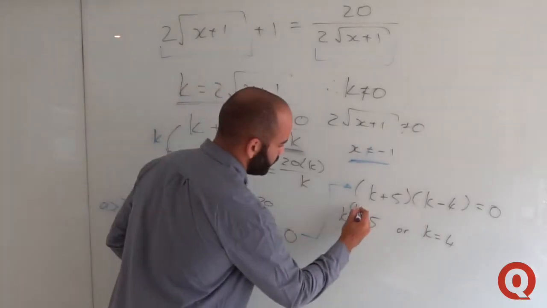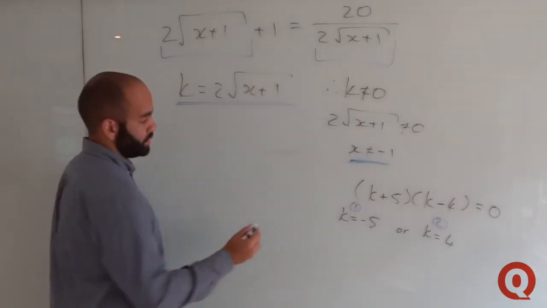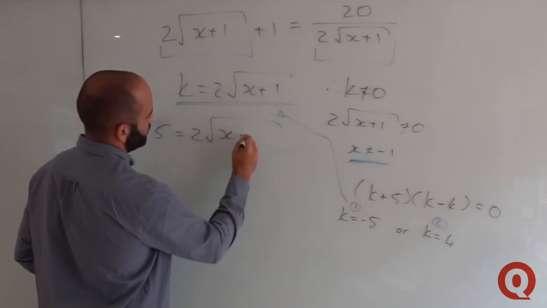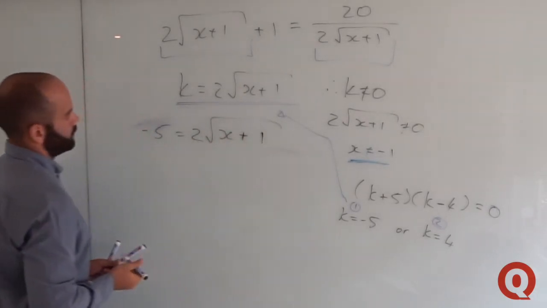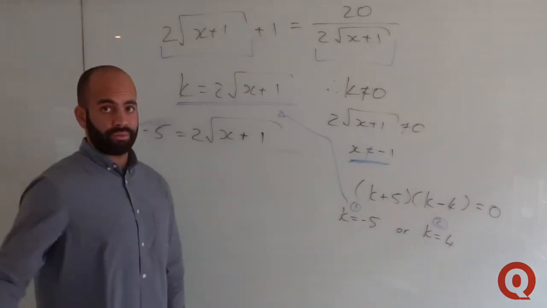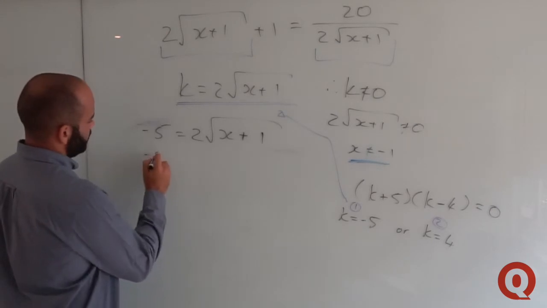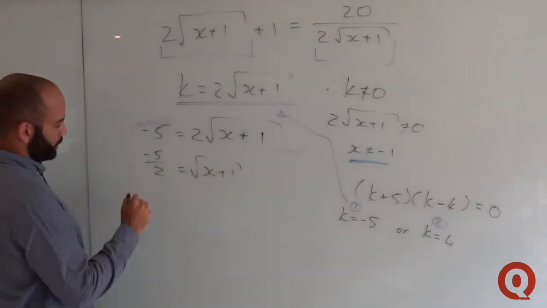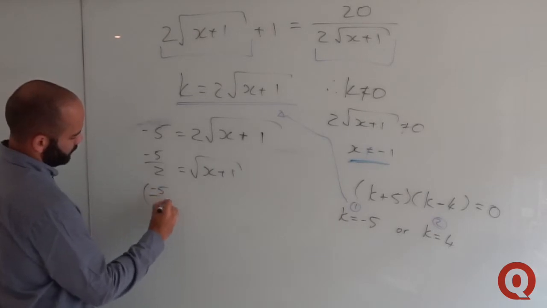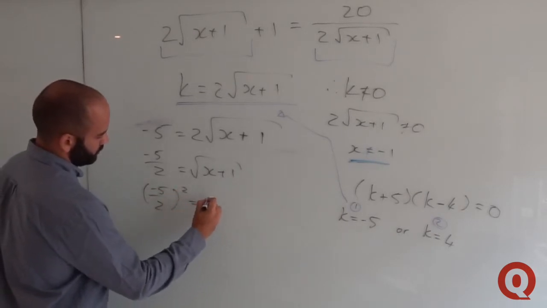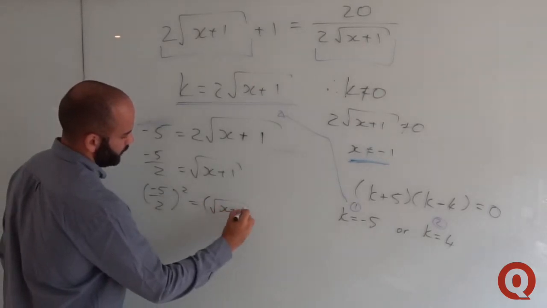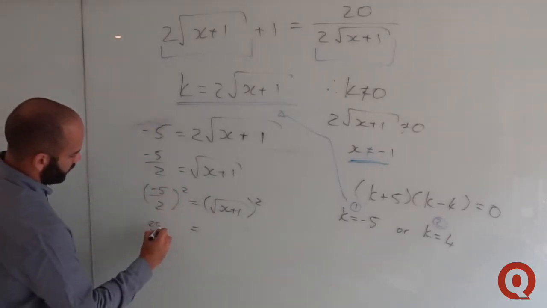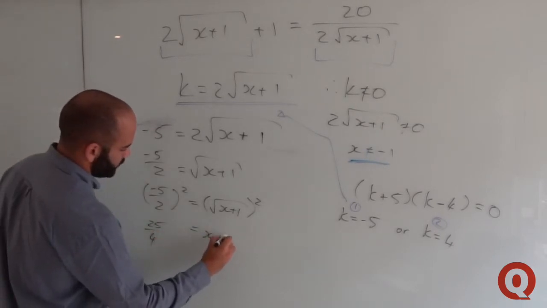So if we take this as 1, we have to take this as 2. So taking result 1 and substituting it back into this equation, you're going to have minus 5 is equal to 2 root x plus 1. And you now want to isolate x so you can find a viable solution. So you're going to have minus 5 over 2 is equal to the square root of x plus 1. Square both sides: minus 5 over 2 squared equals the root of x plus 1 squared, which, multiplying that through, gives you 25 over 4 is equal to x plus 1.